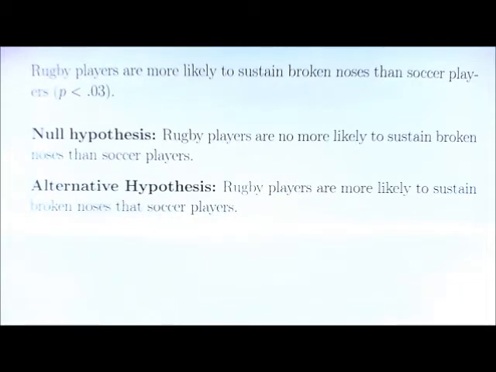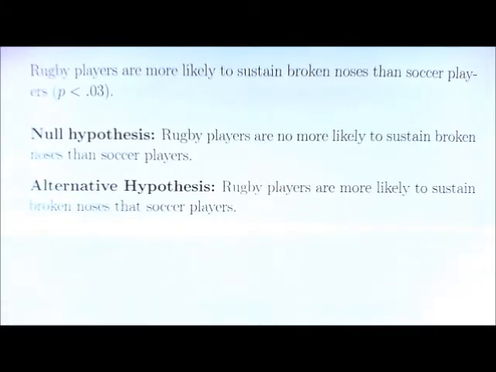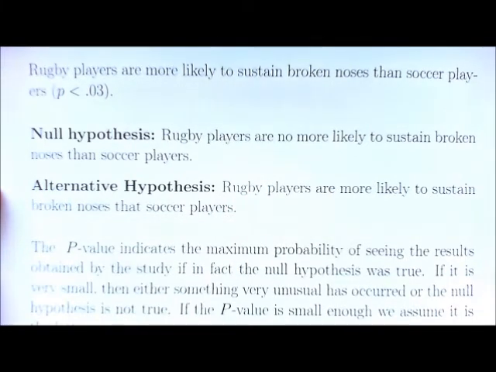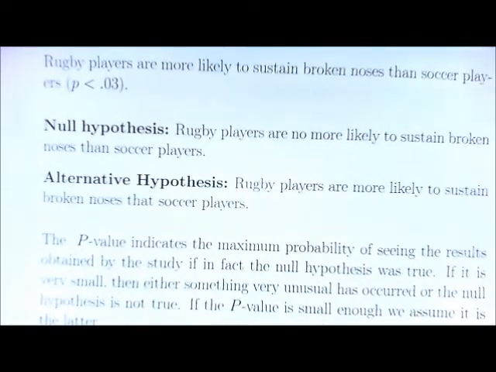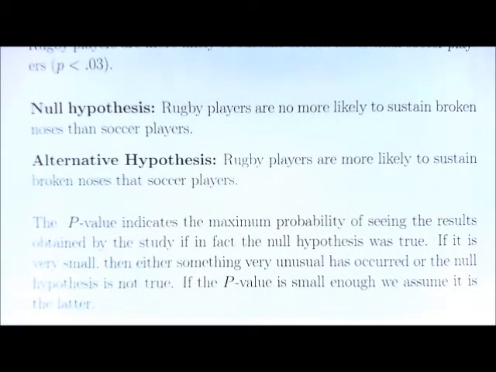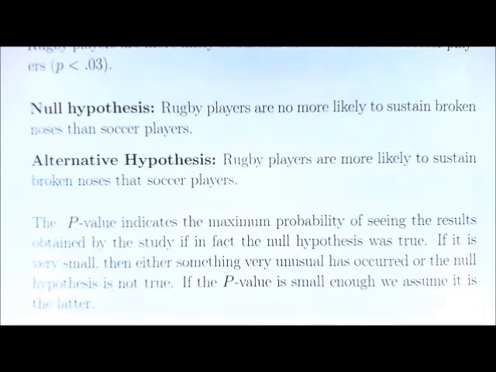So what we'd like to do is quantify that in terms of the probability that that statement really is true or that it's not true. And we do that with the p-value. Now I'm going to give you the technical definition of the p-value first, which is a little bit challenging to understand, and then we'll interpret it loosely in a less formal way. So what the p-value really tells us is it indicates the maximum probability of seeing the results, in other words, getting the kind of data that the researchers got, if in fact the null hypothesis was true.